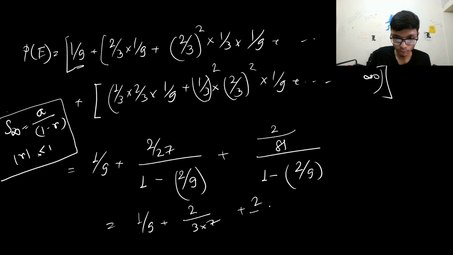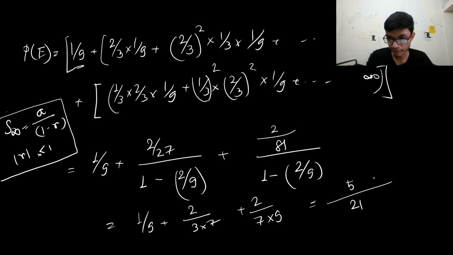Okay, so from here you basically get the result as 1 by 9 plus 2 by 3 into 7 plus 2 by 7 into 9. Okay, so 3 into 7, sorry. From here, if you solve this, this is 2 by 21 plus 2 by 63. If we solve this by taking the LCM, you get the result, so you can solve it on your own. So the result will be 5 by 21. Okay, so that will be the simple result of this particular problem.